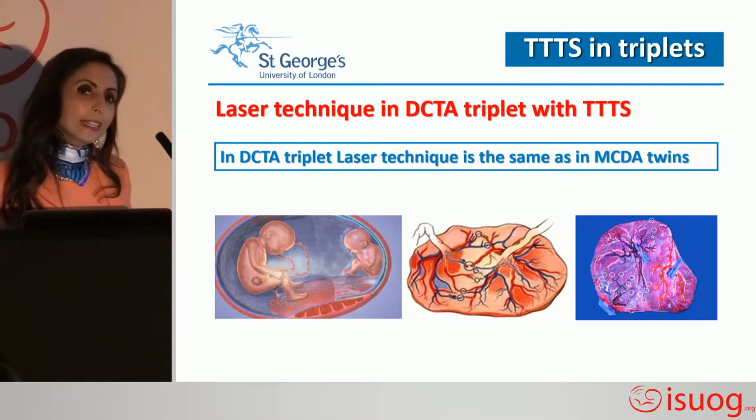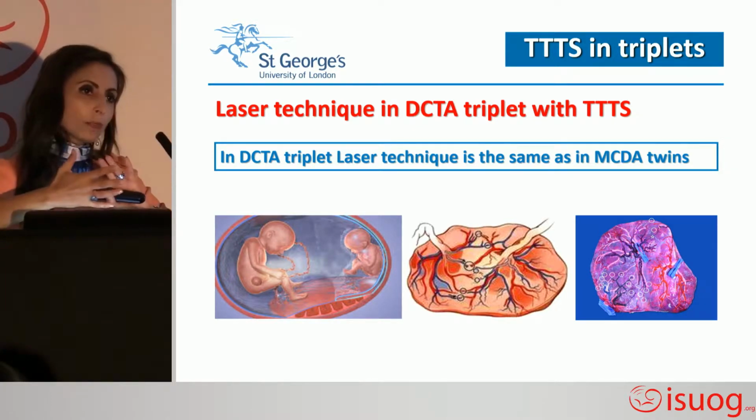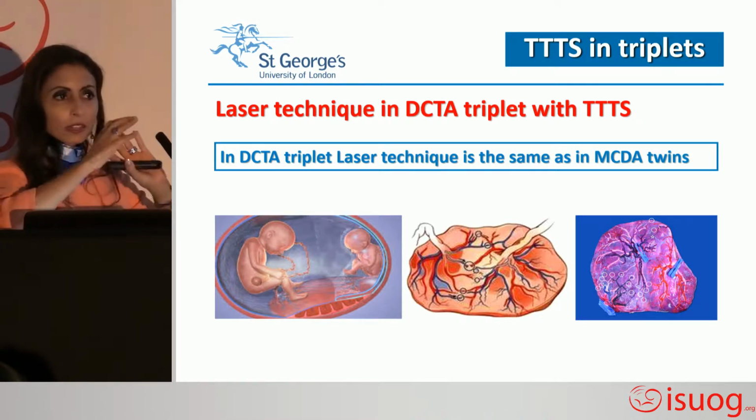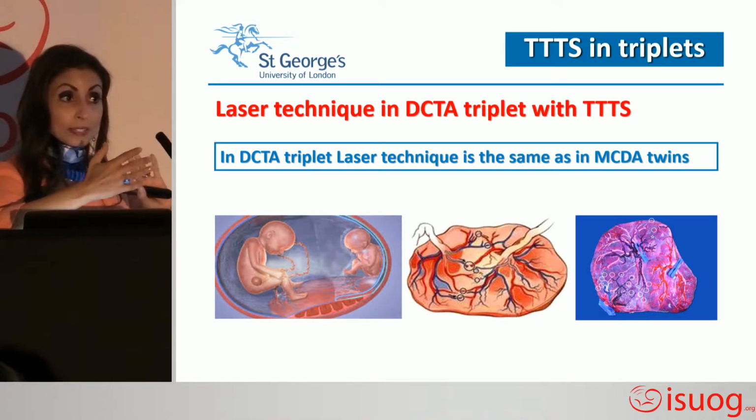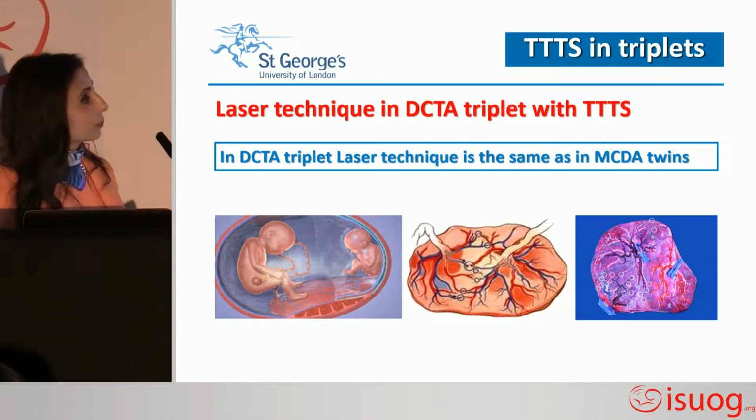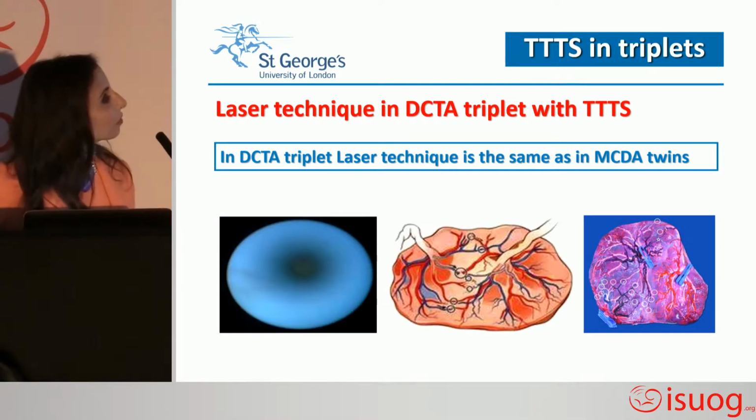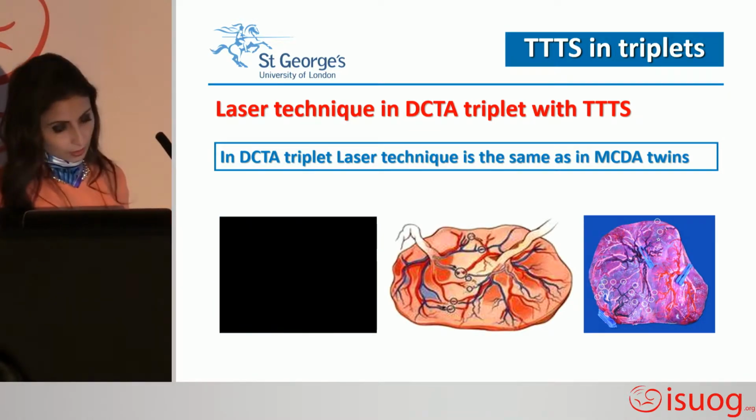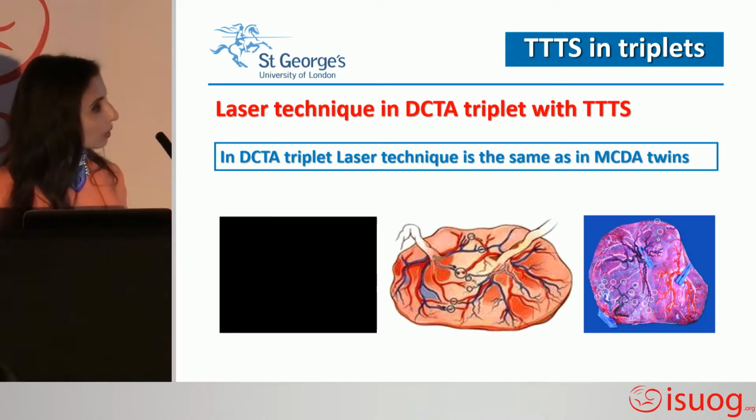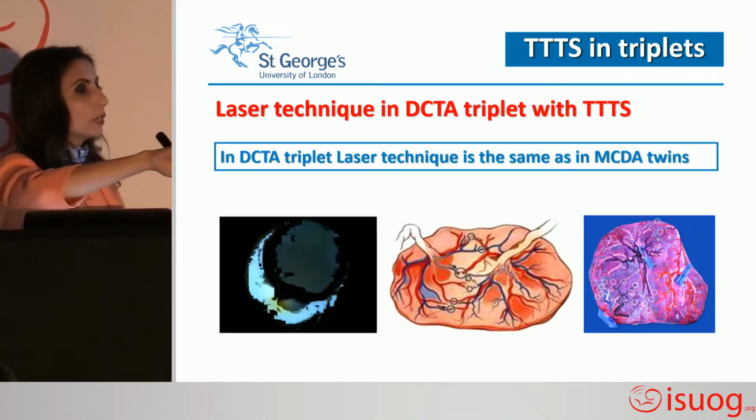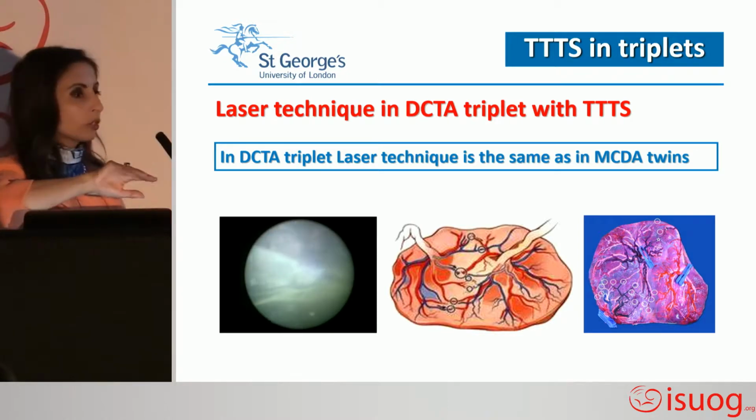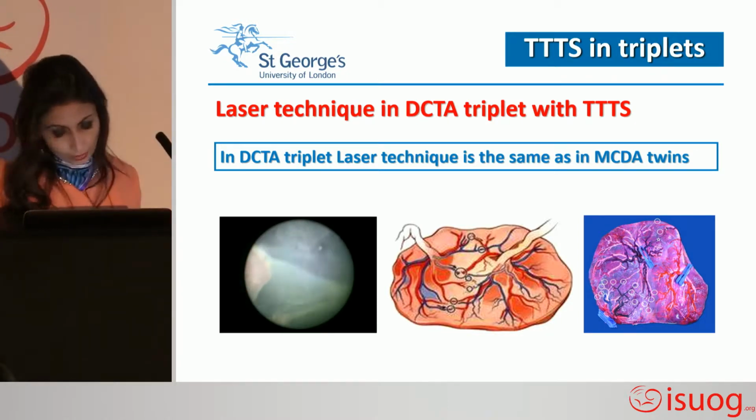So the laser technique itself in dichorionic triplets is the same as in an MCDA twin, for example. You go inside, you identify the equator, the anastomosis, and you use the laser. And in fact, this is a video that I'm not sure it's going to play, but I'll leave that to Monique because she's got the video, and she's going to take you through it in detail.